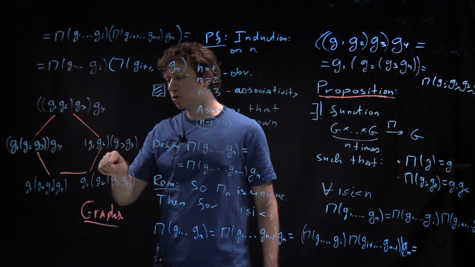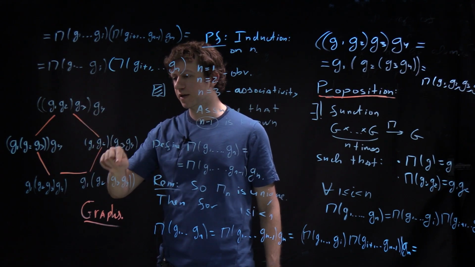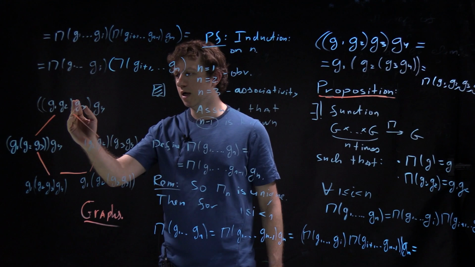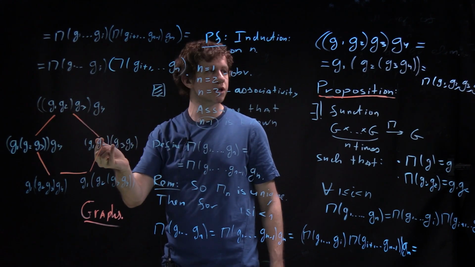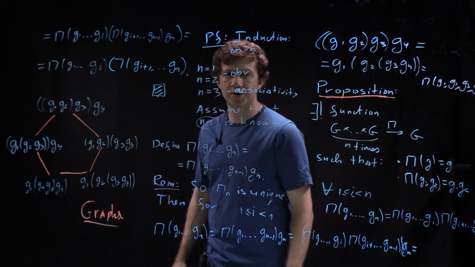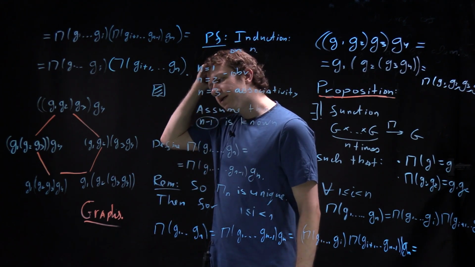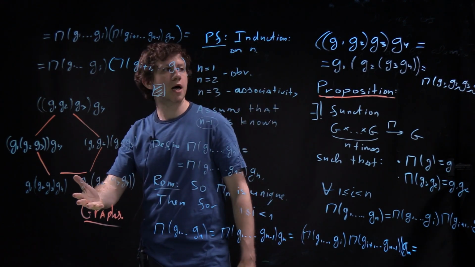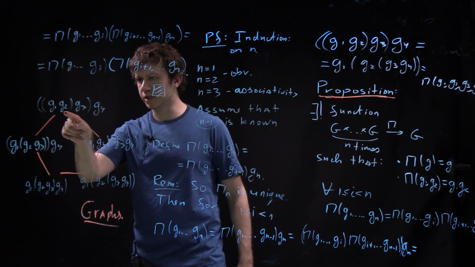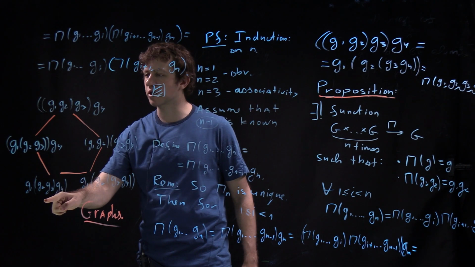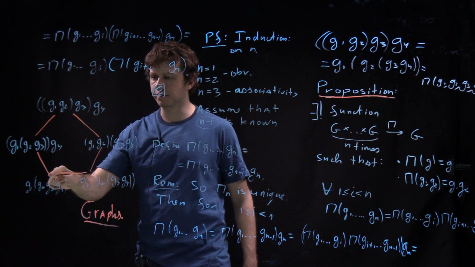So here we get a graph where vertices are these bracketing expressions and edges are applications of associativity. That is, how you can move from one expression to another using just the associativity axiom of a group. And this picture proves our theorem for n equal to 4, simply because if you want to show that this one, for instance, equals this expression, you just need to apply associativity twice.